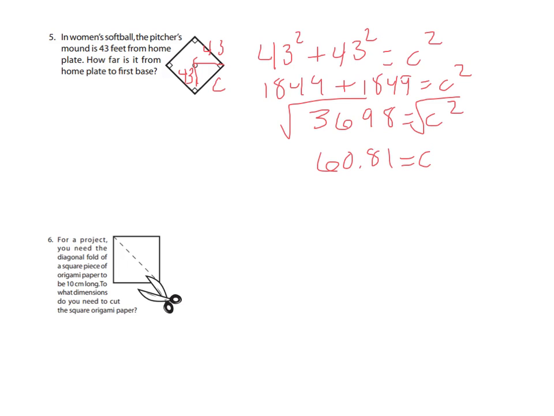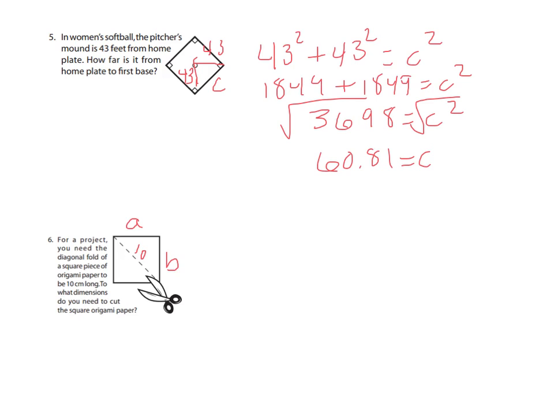Now for number 6. On number 6, it says that this diagonal is 10 centimeters. So, with that being 10 centimeters, that's the C. Now we have to solve for A and B. So this is going to be A, this is going to be B. But one thing we know about a square is that every side is equal to the other. So it's the same as having two A's or two B's.